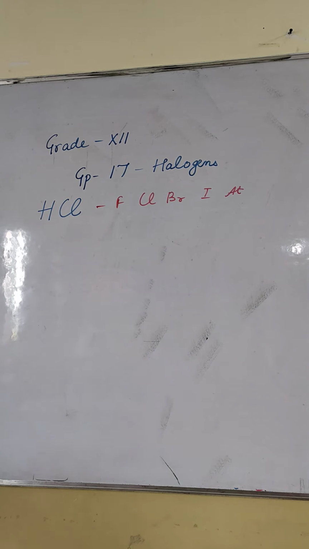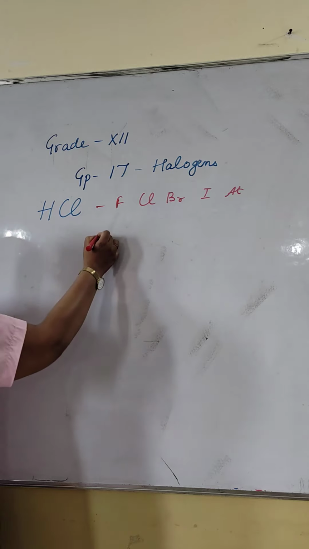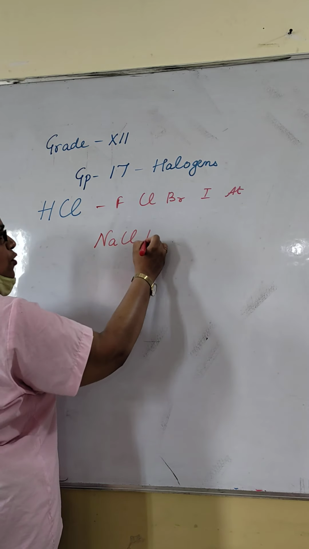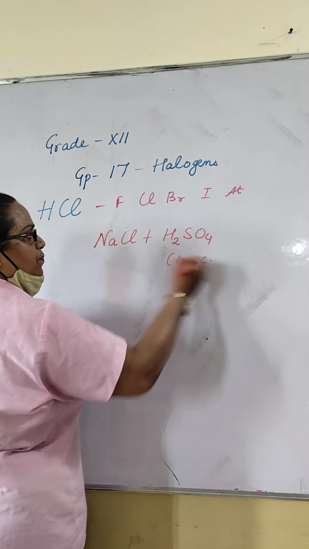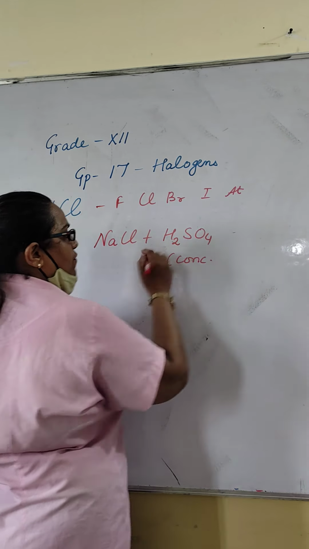We have discussed up to chlorine. In this class, we will discuss hydrogen chloride, that is HCl. Glauber was a scientist who prepared HCl in 1648 by heating common salt with concentrated sulfuric acid. What will they form? They will form Na2SO4 plus HCl.